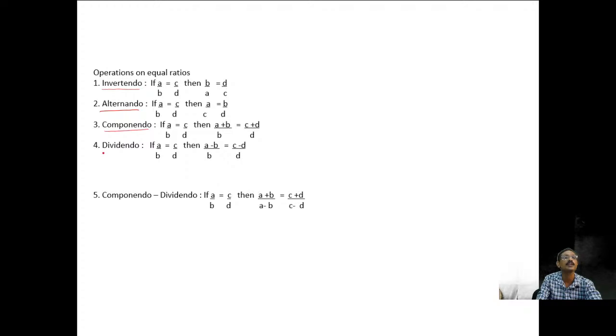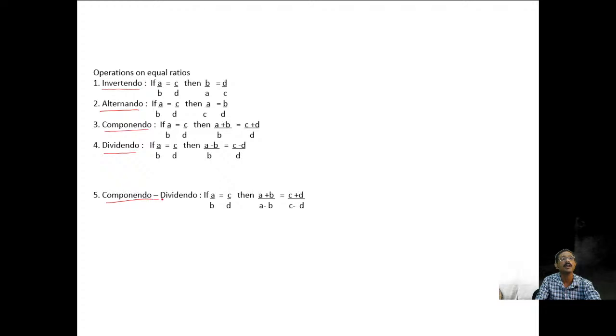What does dividendo tell me? If A upon B is equal to C upon D, then see the difference in componendo and dividendo. What difference are we finding? You can easily make out the difference. Dividendo tells me A minus B upon B is equal to C minus D upon D. Take this, subtract it, take this, subtract here. A minus B upon B is equal to C minus D upon D.